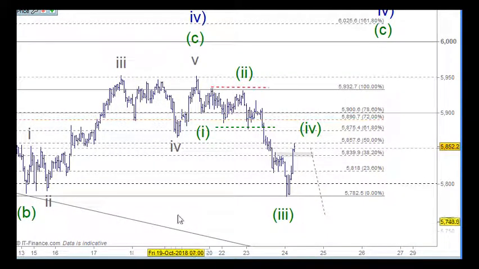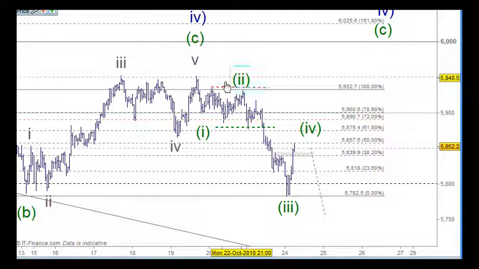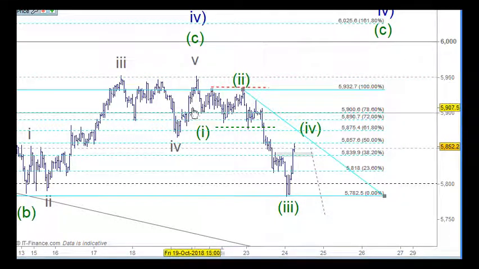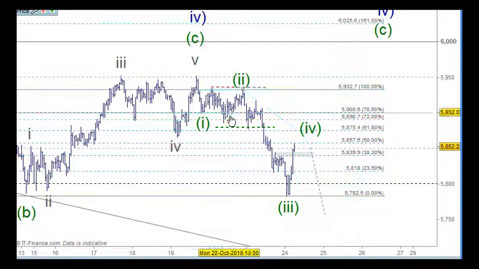Now, this move down through here, from this high here, I can count 1 and 2 here, and then 5 waves in here for 3, and then 4 and 5 here. So from wave 2 here to wave 3 here, it's all in order. This here is a little bit corrective, but if I put wave 1 here, that will leave us with an A and a B and a C here for wave 2.